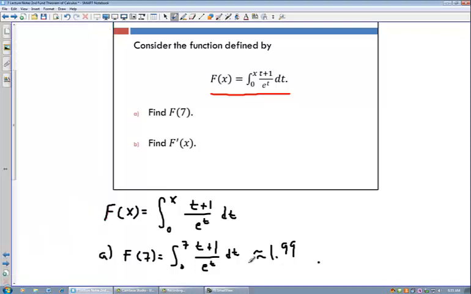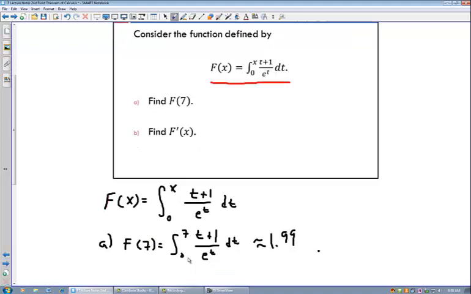And so that's my new function evaluated at 7. I get out 1.99. And I can do this for any number you plug in for x. I can use my calculator again and get a different answer. And what does this represent? Notice this is just the area underneath this curve. So 1.99 would be the area underneath this curve right here from 0 to 7. That's all that 1.99 represents.